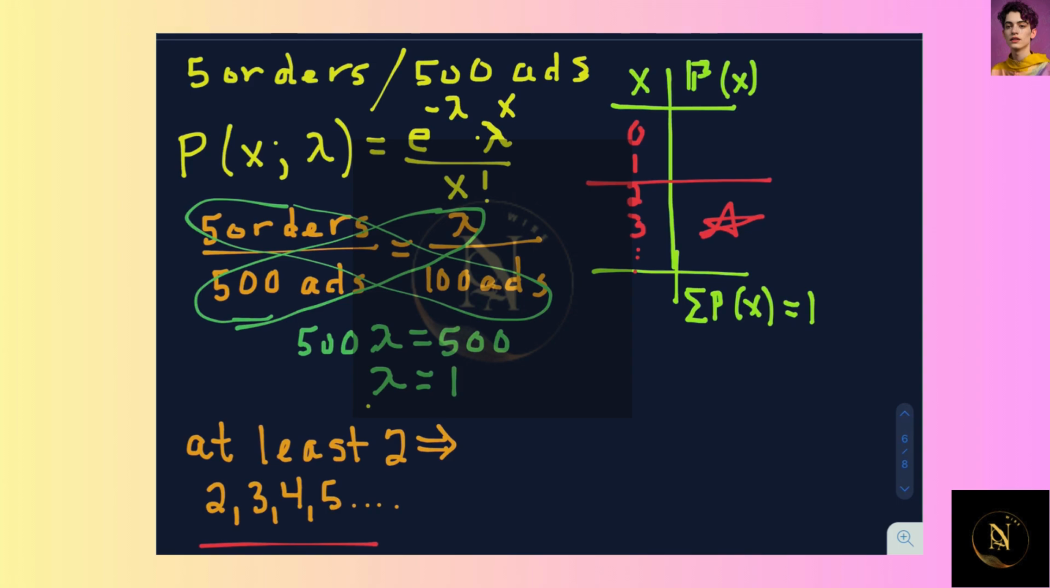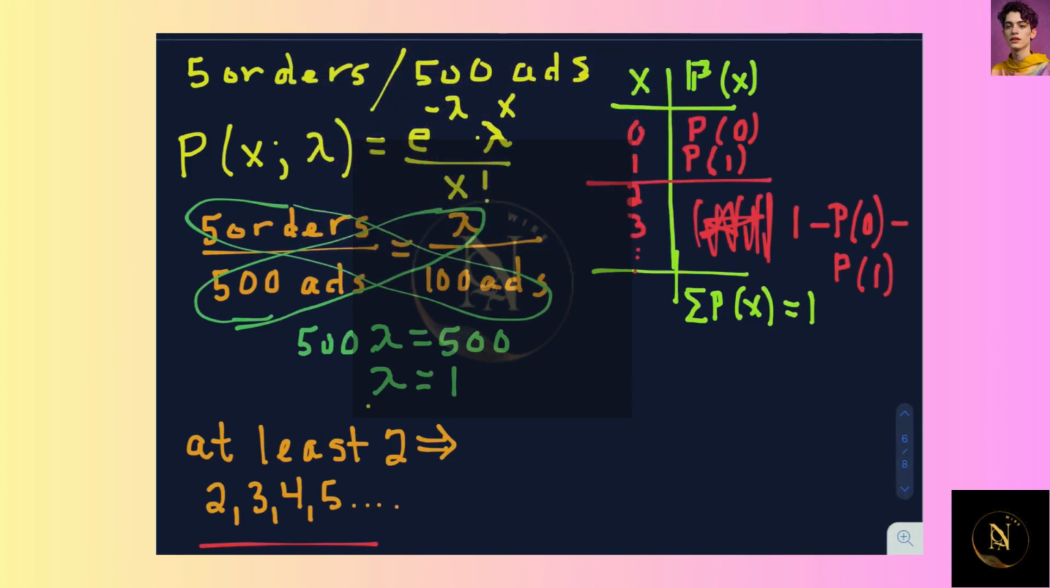So in order to find that value, we're going to first have to find the probability of 0 orders and the probability of 1 order. And then in order to find what we need right here, we're going to do 1 subtract the probability of 0 and subtract the probability of 1.